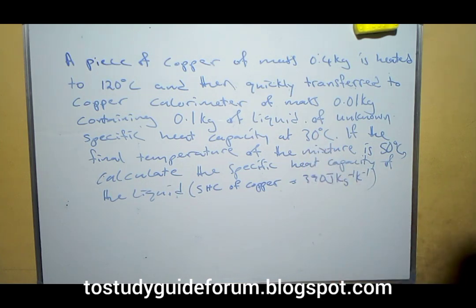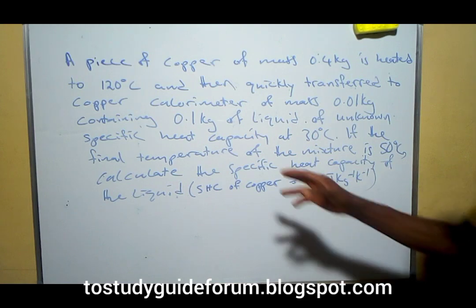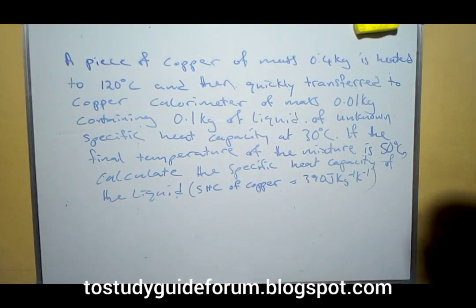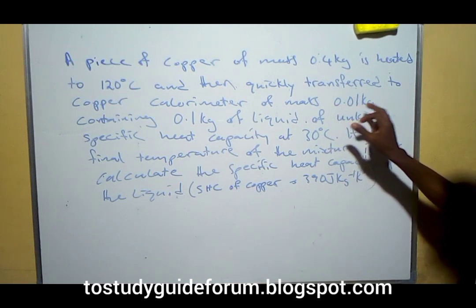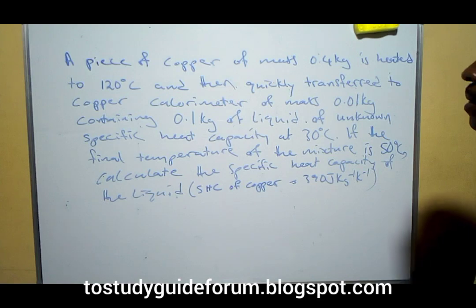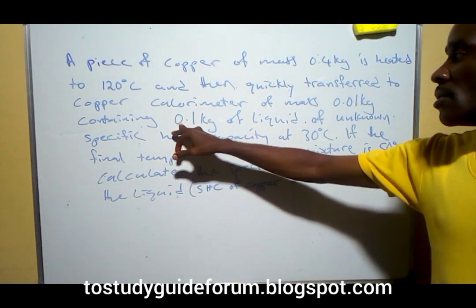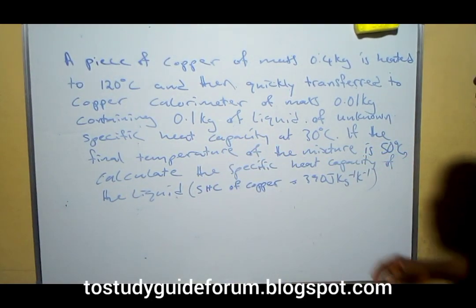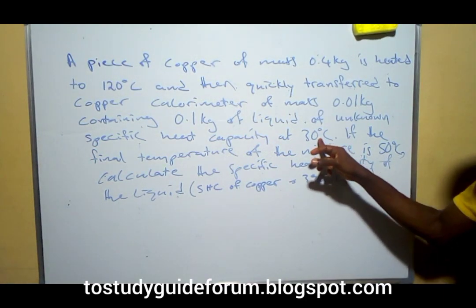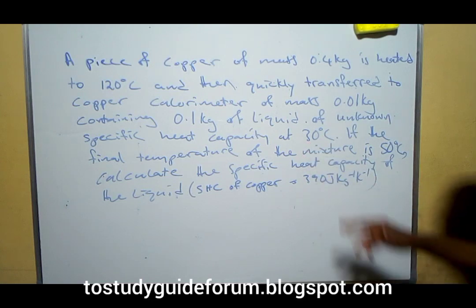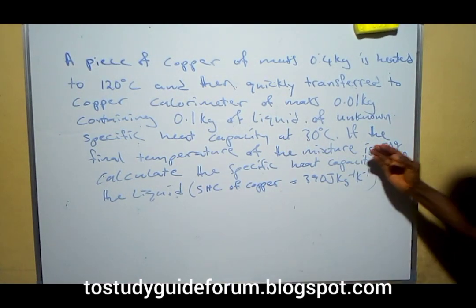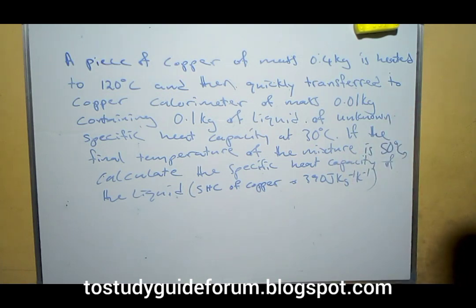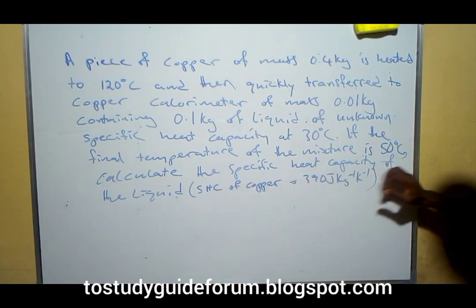In this question, we were given a heated copper at a certain temperature of 120 degrees Celsius, and the mass of this copper is 0.4 kilogram. After heating it, it was transferred to a calorimeter, which is about 0.01 kilogram, I said kilometer, containing 0.1 kilogram of liquid of unknown specific heat capacity. The initial temperature of the mixture, that is the calorimeter and the liquid inside the calorimeter, is 30 degrees Celsius. If the final temperature of the mixture is 50 degrees Celsius, calculate the specific heat capacity of this liquid.